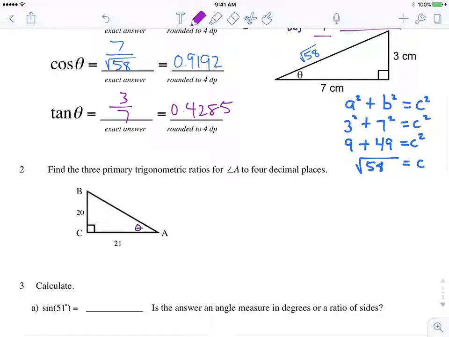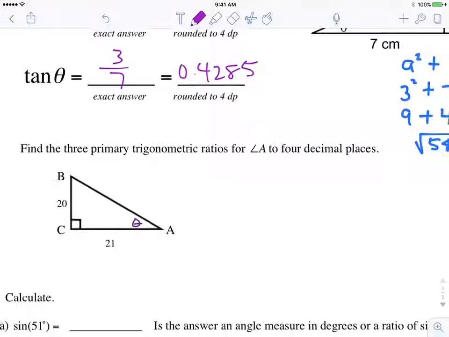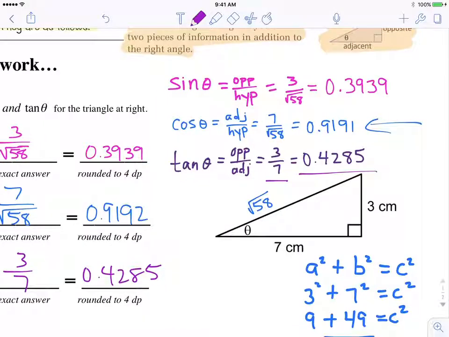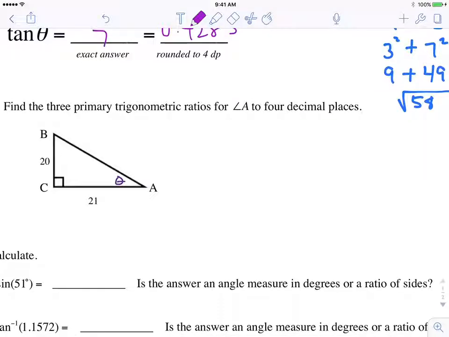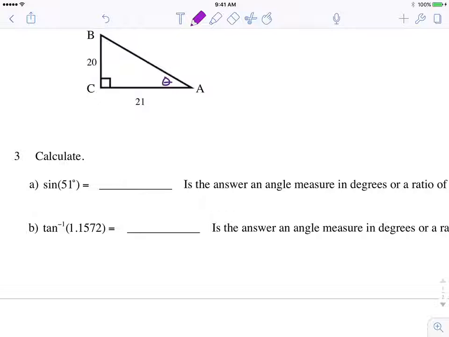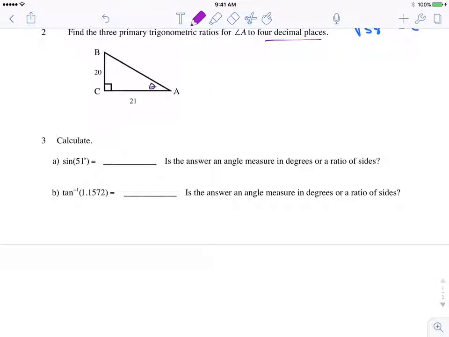So here's us finding the three primary trigonometric ratios for angle A to 4 decimal places. So basically what I just did above, I want you to do with this one right here and write out your work properly. Please write down the relationship first and then follow through with your exact answer, and actually here I was asking for 4 decimal places. And then I want you to calculate the sine of 51 degrees and answer these two questions: is the angle measure in degrees or a ratio of sides when you do that? And is the answer giving you an angle measure in degrees or a ratio of sides? So do that on your own and we'll see you in class.